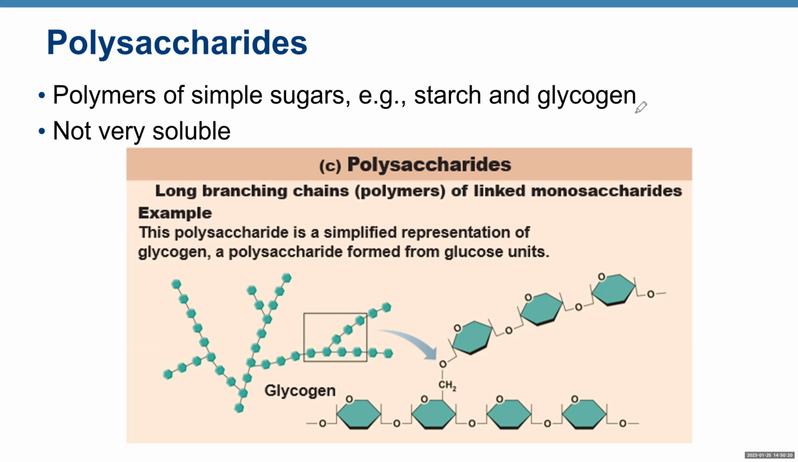Polysaccharides are not very soluble. So here is an example, glycogen. This is a simplified representation of glycogen, a polysaccharide formed from glucose units. So you have glucose units joined together. And polysaccharides are made of long branching chains, polymers of linked monosaccharides.